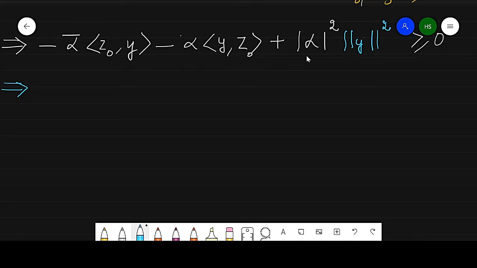Now this condition is true for every alpha. What is alpha? Alpha is some scalar. So I put alpha equal to beta into z naught comma y, where beta is some real number. It is not a complex number. So I write the complex number as a multiplication of a real number and this vector.